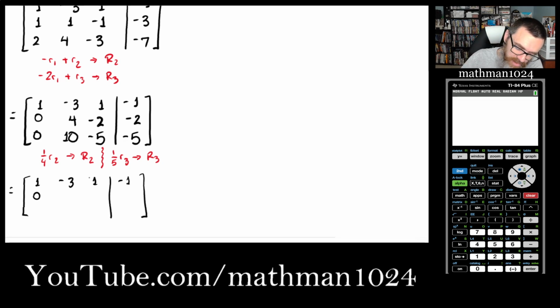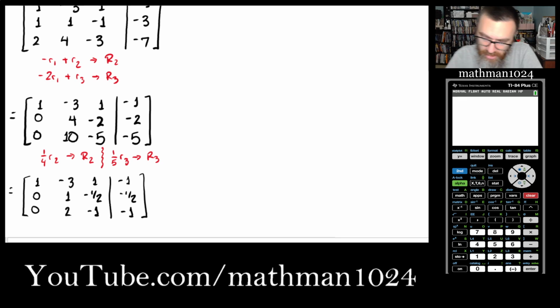So then we have 0. 4 divided by 4 is 1. 2 divided by 4 is going to make that -1/2. That's -1/2. Divide everything in the last one by 5, so we have 2, -1, and -1.